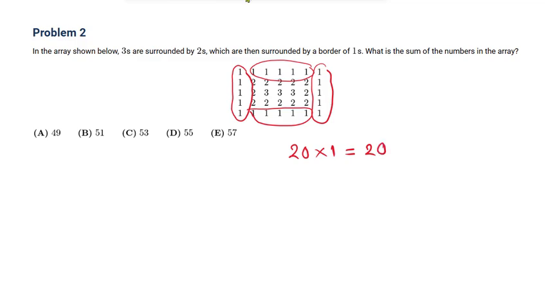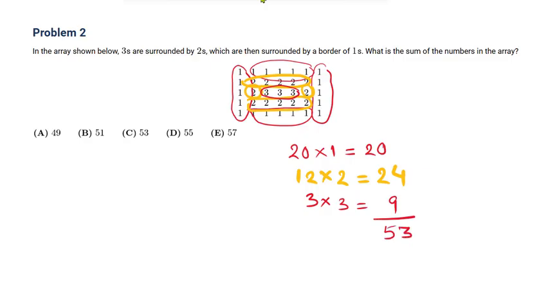Now let's see 2s. This is 5 2s, and we have the next 5 2s here. 10. Now this is 11, and this is 12. That means we have 12 2s, which is 24. Now we finally have 3 3s. So 3 times 3 is 9. So add all together, it should be 53. So C is the answer.